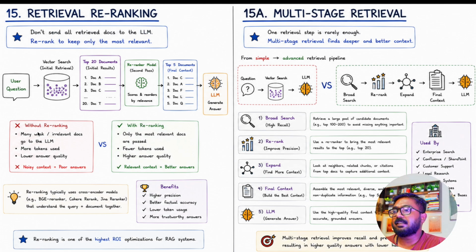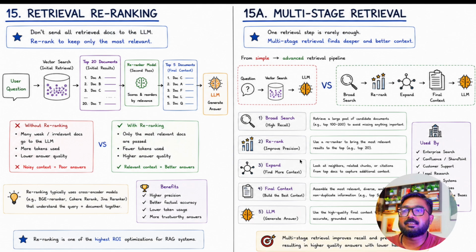Without re-ranking, many meek or irrelevant docs go to the LLM, and it also increases the input tokens inside the LLM. In this way, we'll be using more tokens and getting lower answer quality, because we'll be sending 20 pieces of information, much of it irrelevant. That is not good. If we use re-ranking, like building the agent, then only the most relevant docs are passed, fewer tokens are used, and higher answer quality is achieved. The benefits are higher precision, better factual accuracy, lower token usage, and more trustworthy answers.